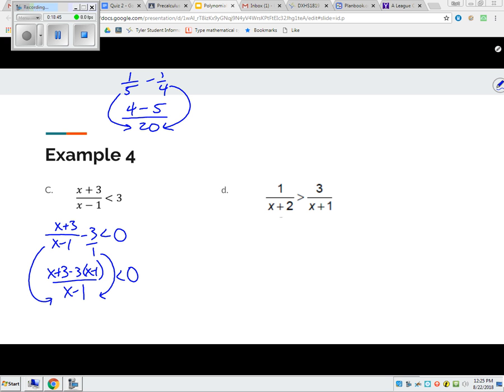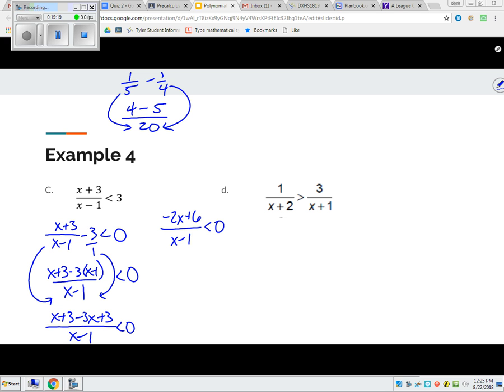I get this cleaned up, and you're going to see that it works a lot like the last problem. I think you'll even have less critical numbers, perhaps. So here we go. I'm just going to clean this up. I got x plus 3 minus 3x plus 3 over x minus 1. So I've got x minus 3x, that's negative 2x. 3 plus 3 is 6 over x minus 1. All that has to be less than 0.